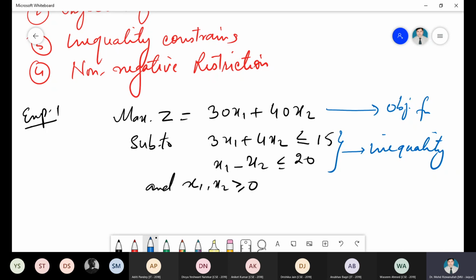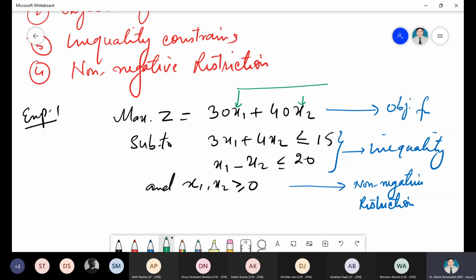Okay. So this is the equation, this is called the inequality, and the third is called the non-negative restrictions. Non-negative restriction means the decision variables x1, x2 must be equal to 0 or positive. So here x1 and x2 are called the decision variables.